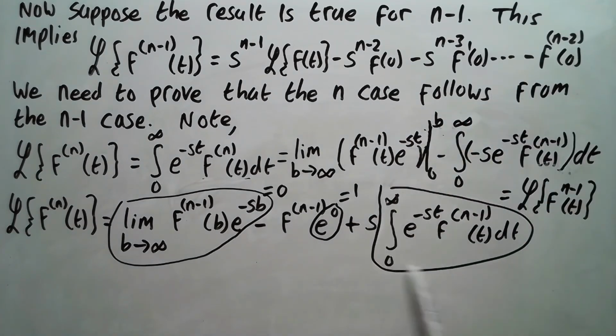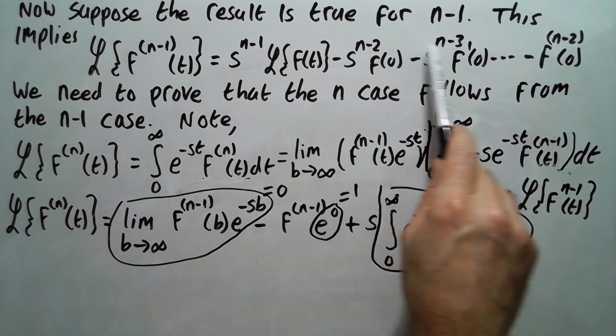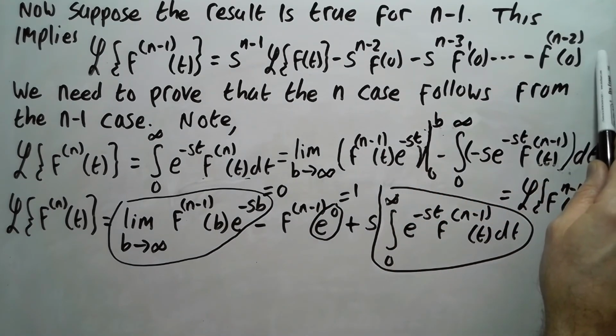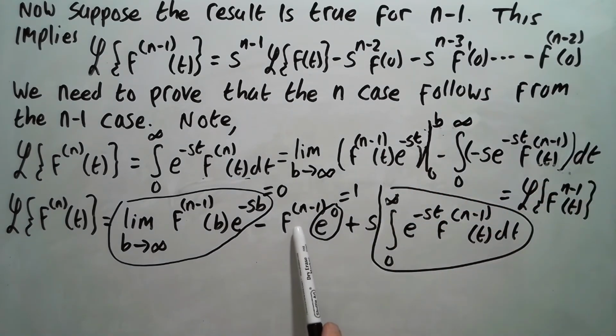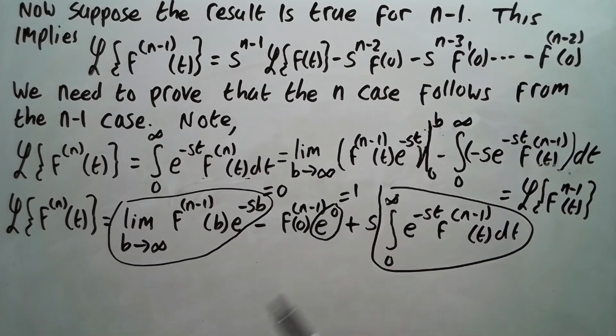So I can put that here, because that's the n minus 1 derivative, this guy. We're multiplying it by s. So multiply by s, we'll just add 1 to all the powers. And then you'd still have minus f of 0. And that would be pretty much what we're trying to show.